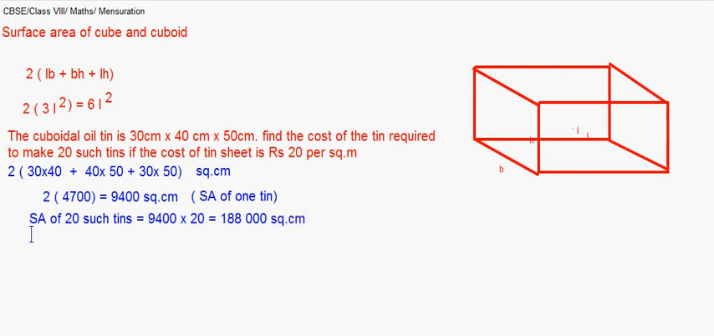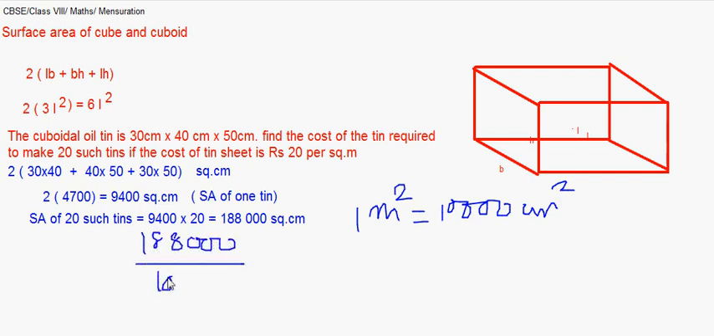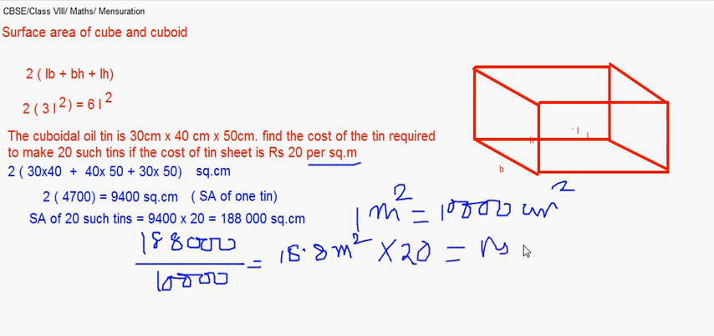We also have to find the cost, because it says per square meter it is 20. But you need to see that 188000 is in square centimeter. So let us now convert that into square meters. To do so, we have to divide, because 1 meter square is equal to 10,000 centimeter square. So to convert centimeter square to meter square, I'll divide 188000 by 10,000. That will give me 18.8 meter square. For 1 meter square, it is 20 rupees. So if I multiply this by 20, that will give us the total cost, and that's giving me 376 rupees.